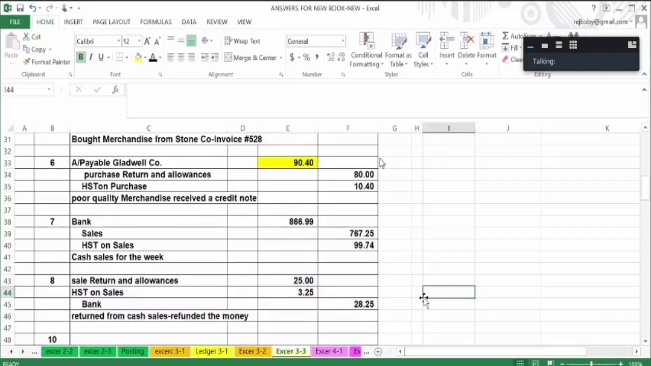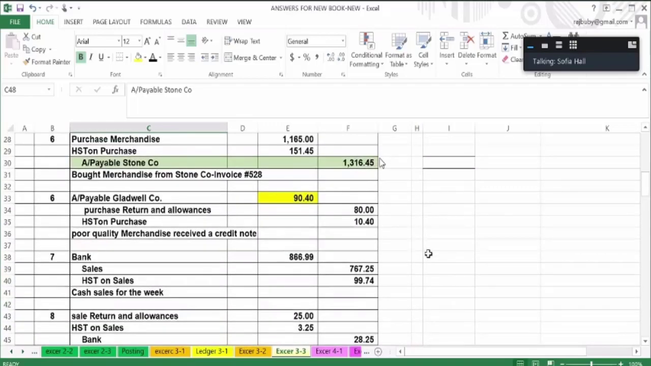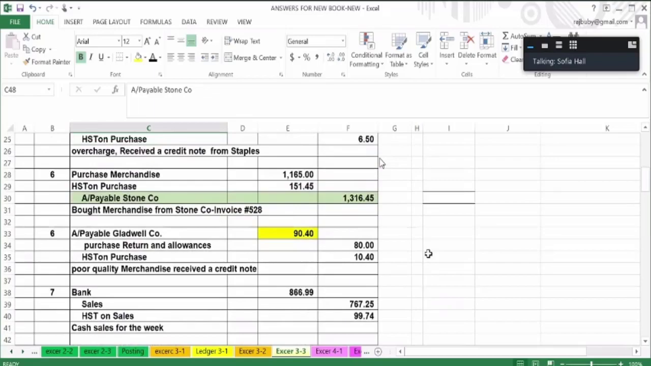January 10th. Issued check number 75 to Stone Co. to cover the invoice number 528 of January 6th, less the discount. Where's check number 75? When you are calculating the discount, it's not for the HST, only for the price, right?